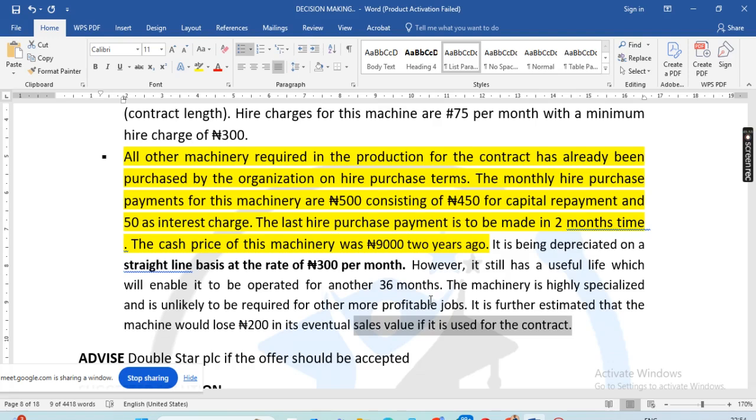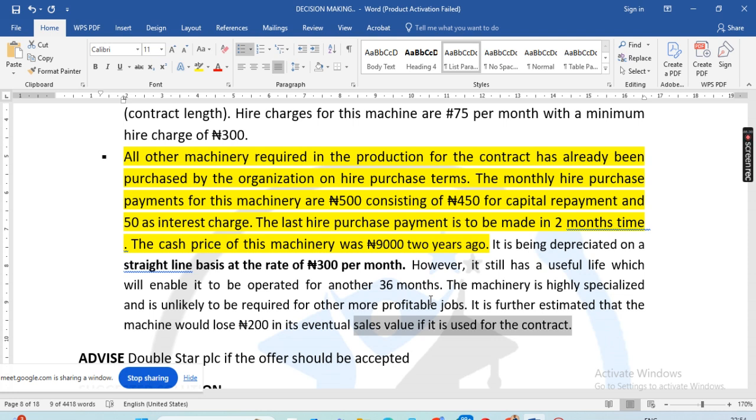Is that not so? So now, if you want to use the machine for this project, the machine will lose 200 naira. The question now is, will you use the machine for this project? Of course, because it is what is required. So in that process, the only relevant cost is the 200 naira that will be lost if the contract is undertaken.